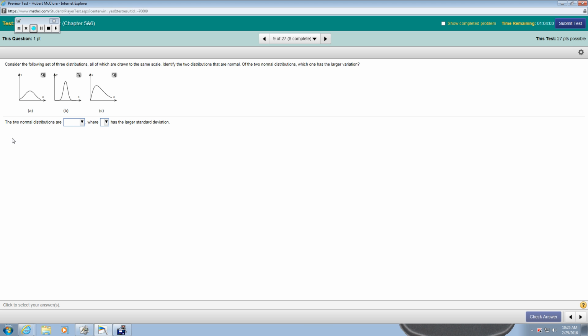Alright, y'all should have been able to do this. If you can't, then don't tell anybody. Consider the following set of three distributions. The two normal distributions are what? A, B. Which one has a larger standard deviation?